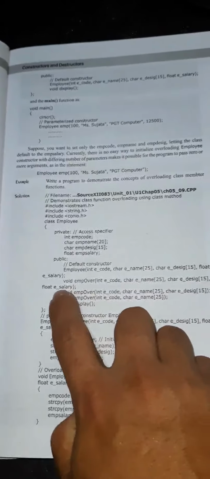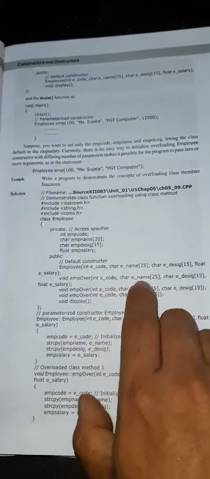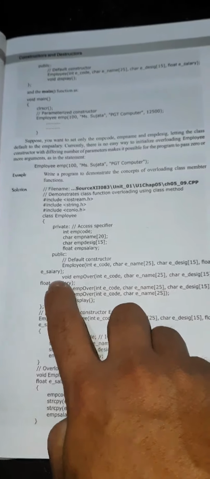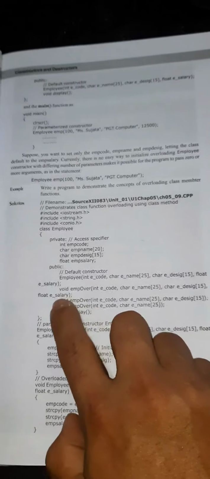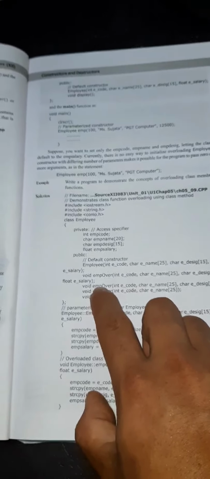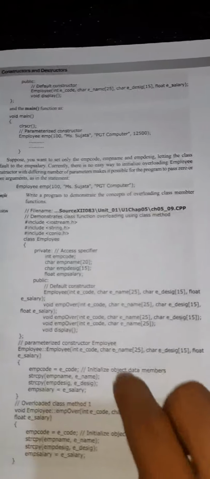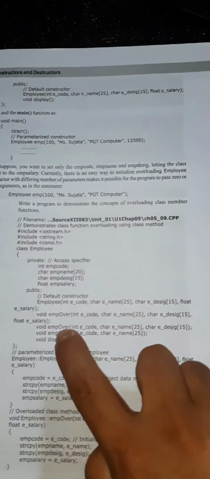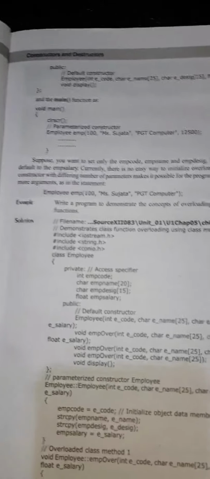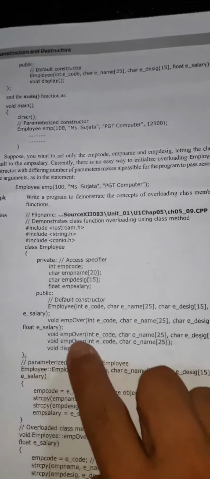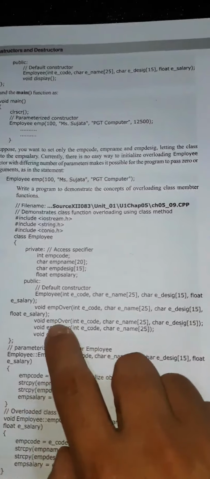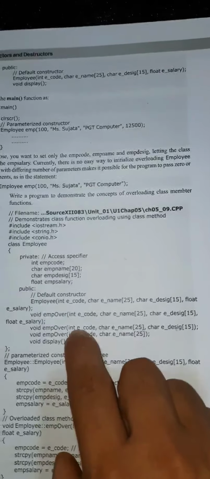Okay, so the arguments that will be passed will be e code, e name, e designation, and e salary in the first case, right? In the second overloading method, you can see that the function name is the same. Like I said, the same function name can be reused again and again, right? So that saves the program space as well as compiling time. Okay, so you don't need to create function bodies again and again. The same function name can be reused again and again.